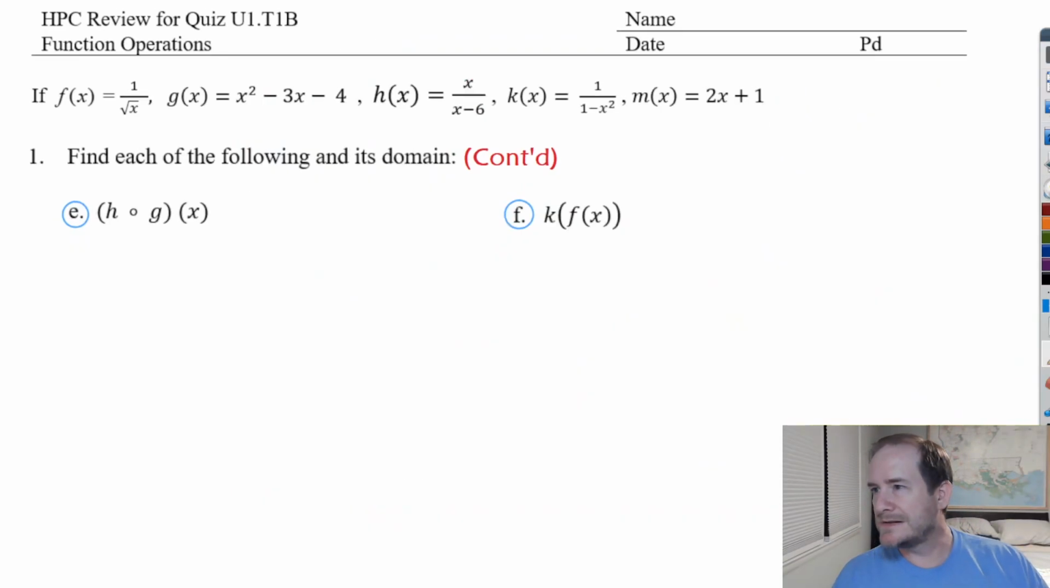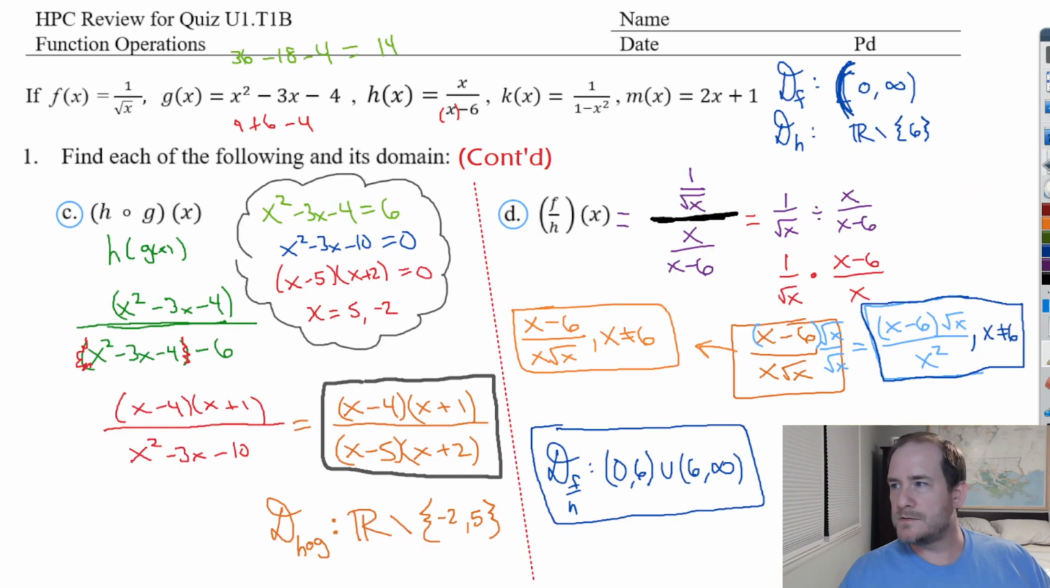Moving on. Wait, h of g? We already had h of g. Oh no. All right, let me hit pause and figure out where I went wrong.